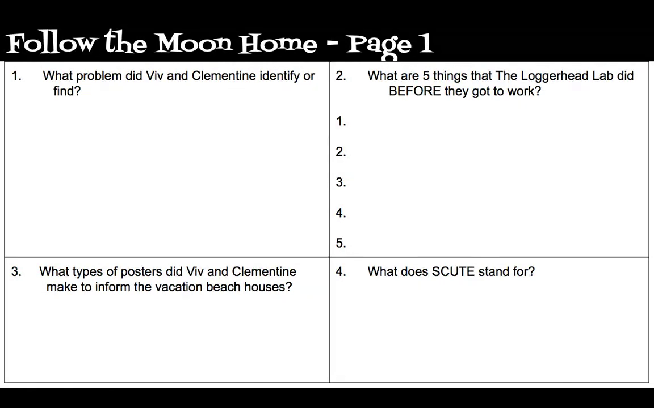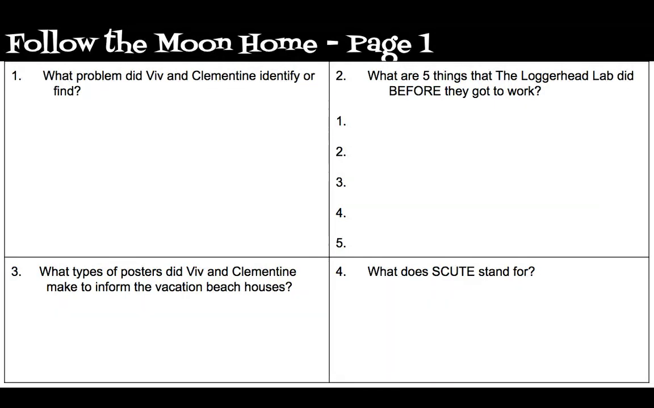Number 2, what are 5 things that the Loggerhead Lab did before they got to work? And if you remember in the story, the Loggerhead Lab is what Viv and Clementine ended up calling the group of students in their class who were working to help the loggerhead sea turtles. So they actually did more than 5 things before they started to work, but name the 5 things they did, or at least 5 of them. It's on one page, has some caution tape across the top, so look for that page.